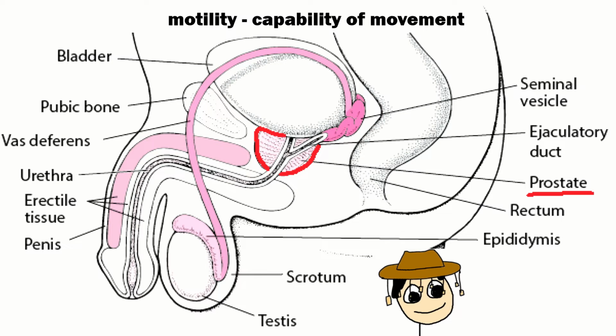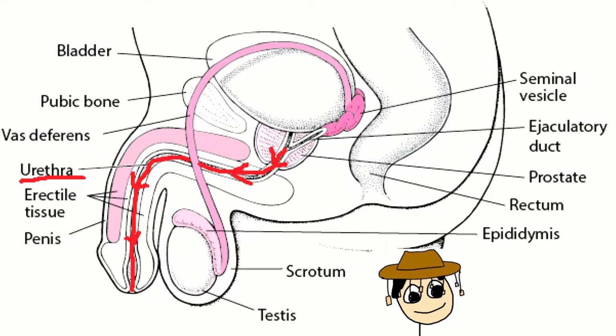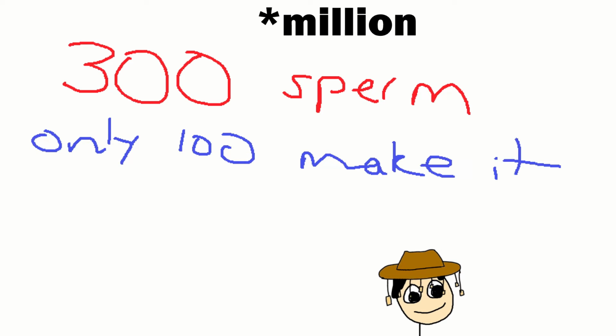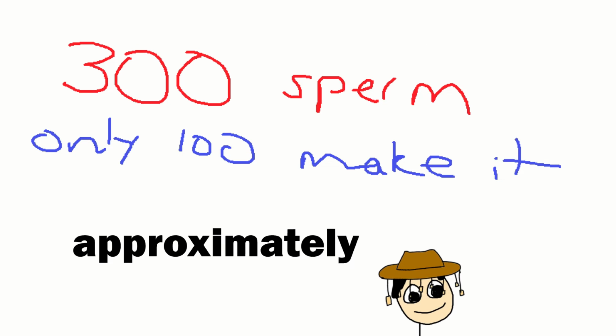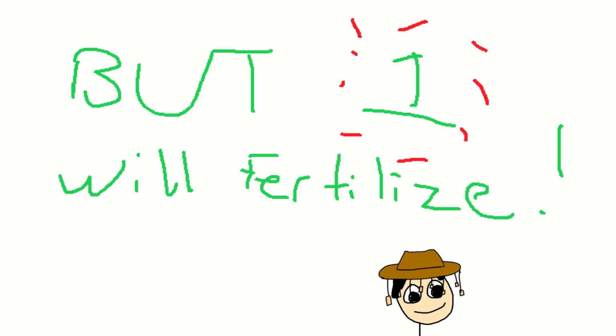The bulbourethral glands secrete a fluid that neutralizes the acidity of the urine residue in the urethra, helps to neutralize the acidity of the vagina, and provides some lubrication for the tip of the penis during intercourse. Moving at a stellar pace of 5 millimeters per minute, 300 million released sperm cells will attempt to reach the ovum. Around 100 will make it, yet only one will fertilize the egg. Truly heart-wrenching.